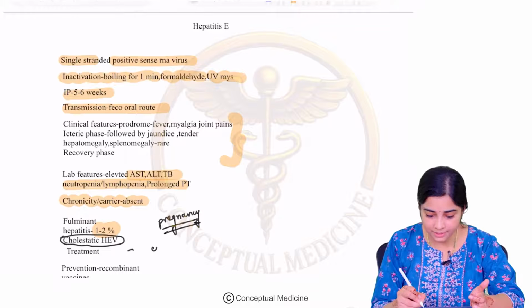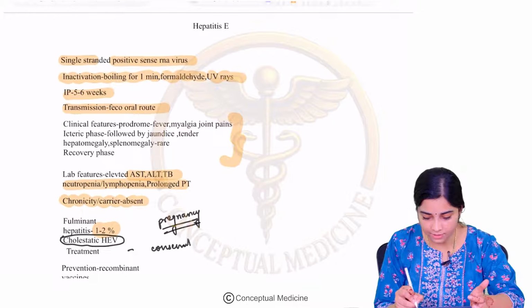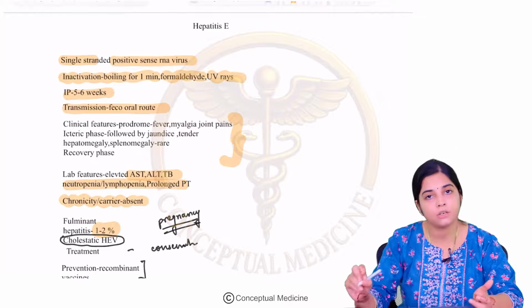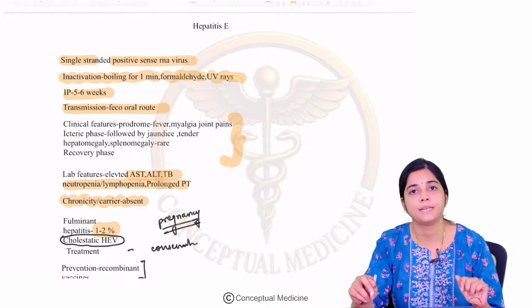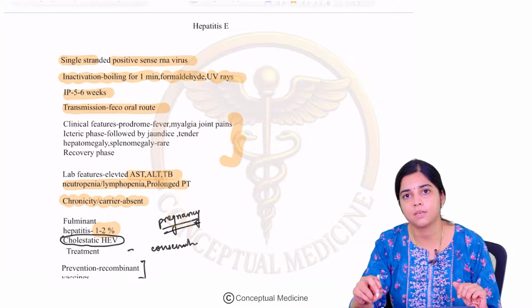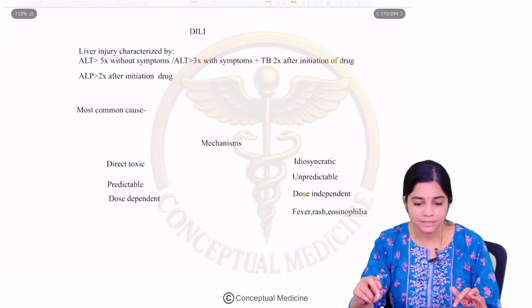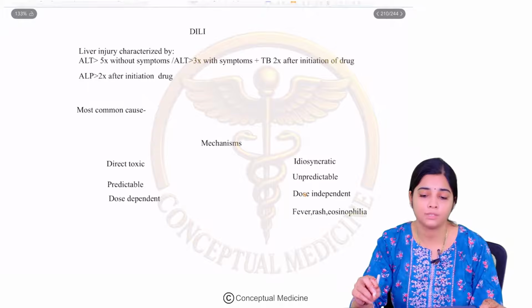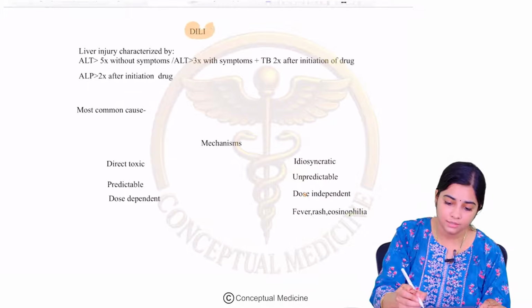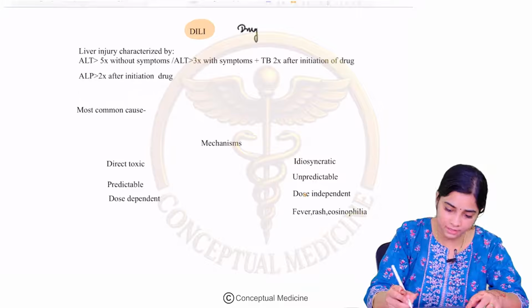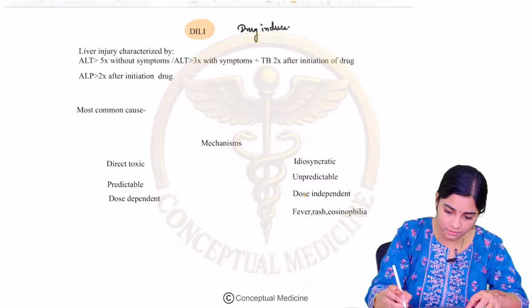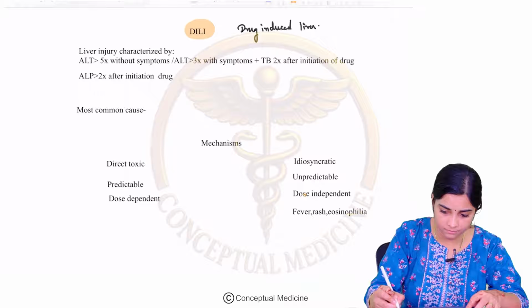Again, the treatment of hepatitis E is also conservative in nature, and you have recombinant vaccines for prevention. Okay, so this is about your hepatitis A and your hepatitis E virus. Now let us look at the next very important cause of acute hepatitis, which is your drug-induced liver injury. DILI basically stands for drug-induced liver injury.